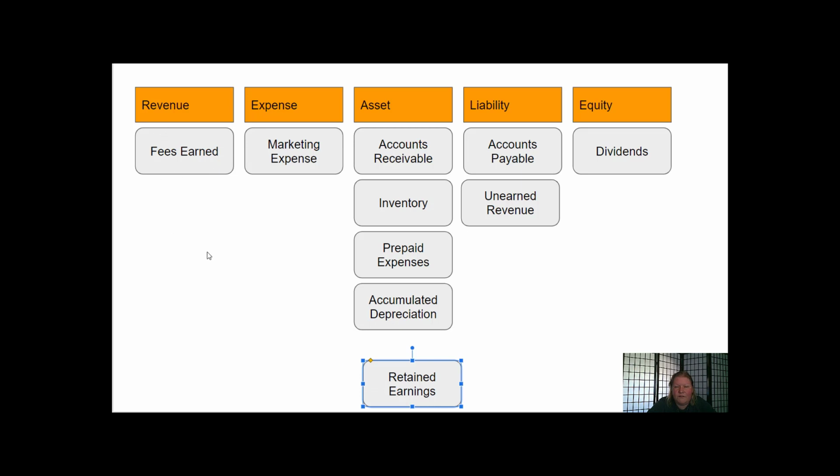Now, when we're talking about revenue, revenue is only for a period with a maximum of a year. So I can't have earnings retained year after year after year and call it revenue. So where does this go? If earnings are retained, they belong to the shareholders. Asset? No, because it's not the company's. It's the shareholders'. So retained earnings are an equity account.